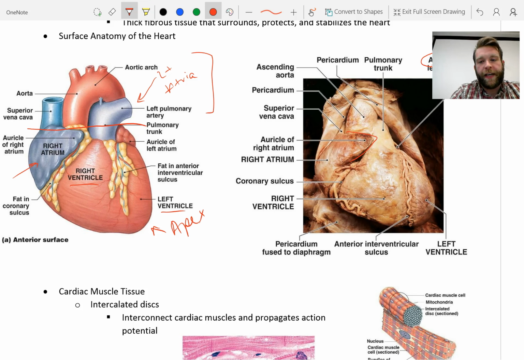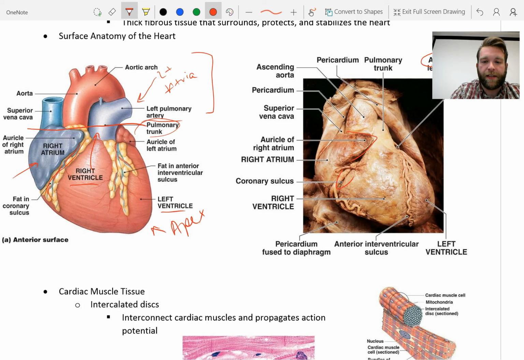There's other features on the outside of your heart that I want you guys to know. So you should be able to identify each of the different arteries. So your left pulmonary artery, your right pulmonary artery, which comes off on the right side over here. You've got your pulmonary trunk, and that just refers to where the blood is leaving out of your ventricle to either side.